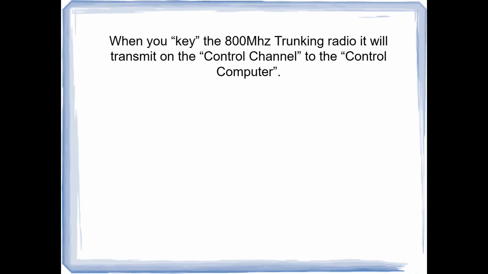When you key the mic, you transmit a request not to the repeater, but to a control channel. The control computer is located in Helena, Montana. You are not connecting directly to Helena, as it is too far away from Butte. You are connecting to a local radio, which connects to the control computer via landline or microwave.